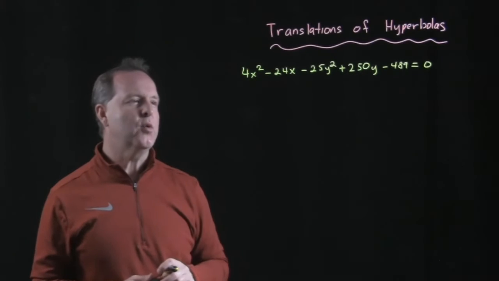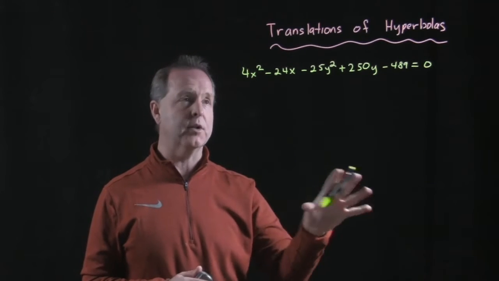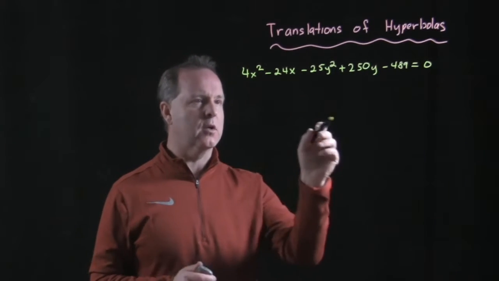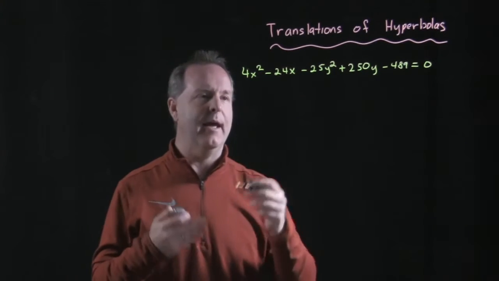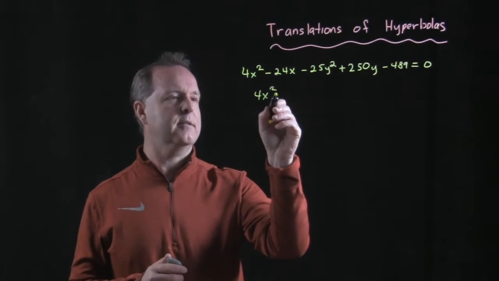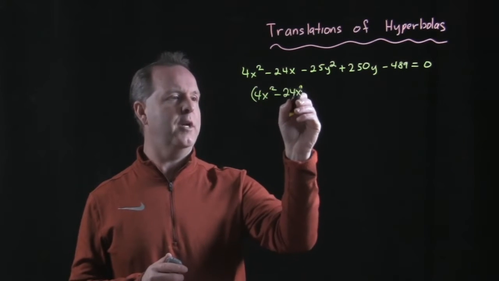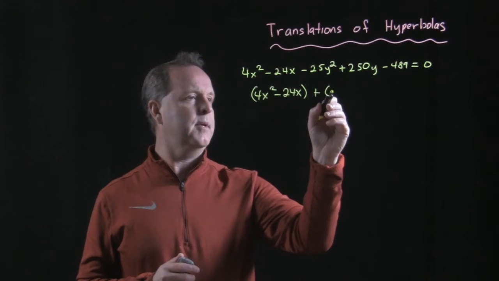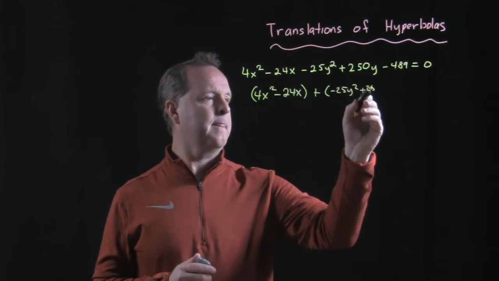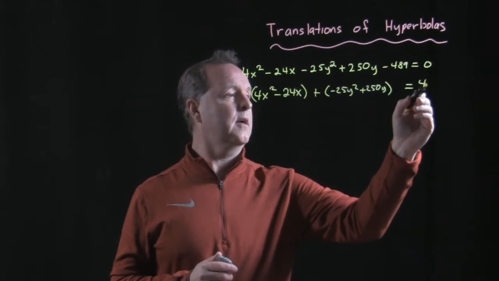All right, let's see what we can do with this one. We're going to have to use that technique again of completing the square, just like we've learned how to do in ellipses. So let's start to set that up in a way that helps us figure out what this looks like. That'd be 4x squared minus 24x, that's kind of one chunk, plus negative 25y squared plus 250y in the other chunk, and put the constant on the other side.